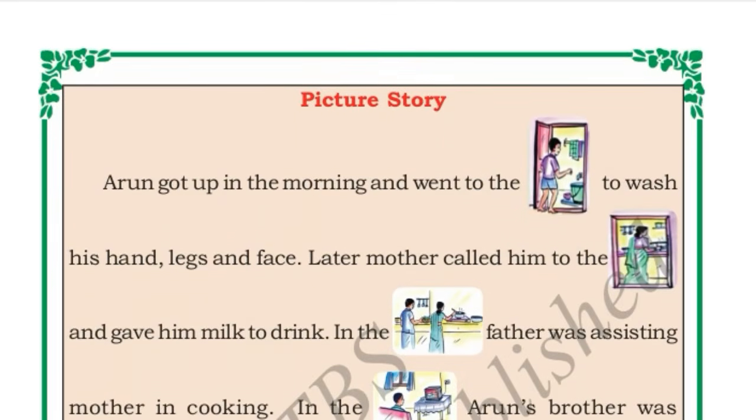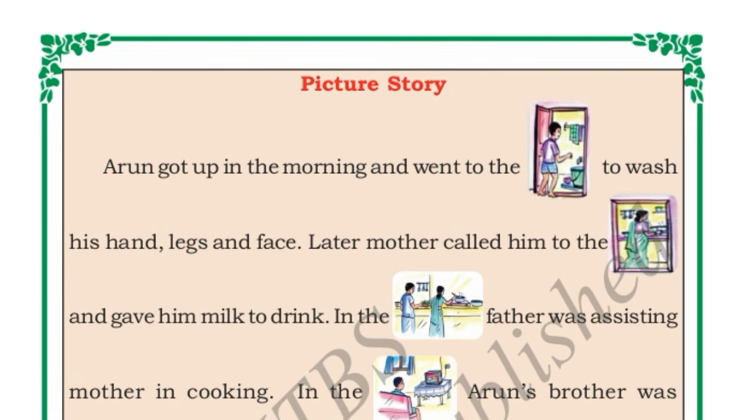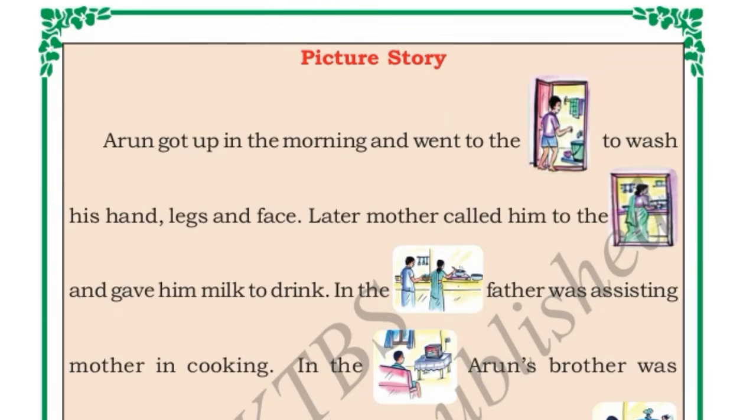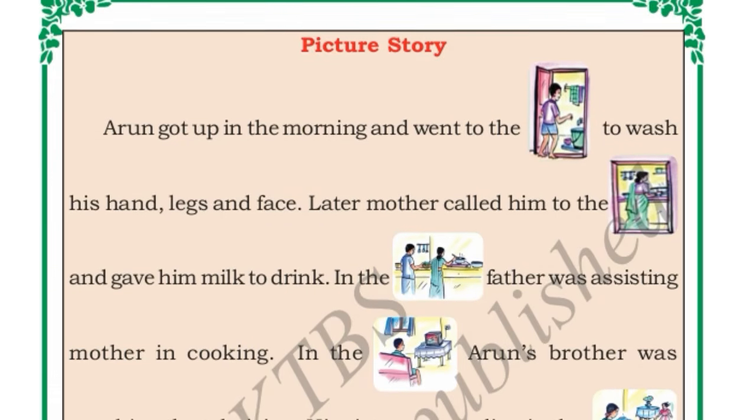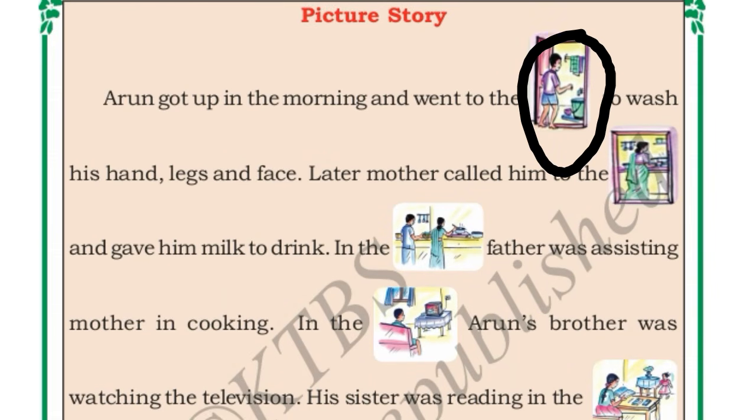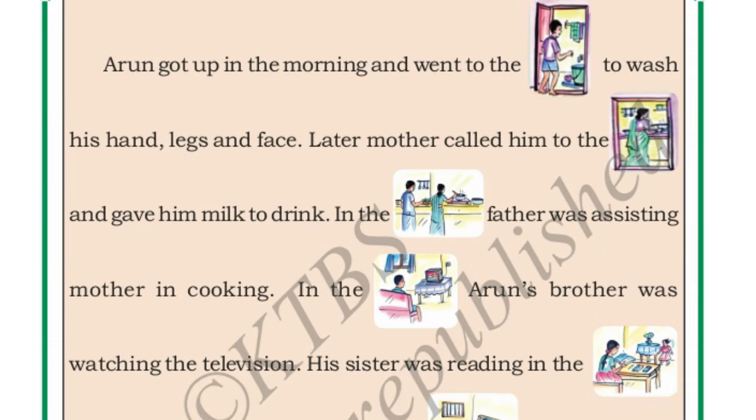Okay, next, see here, one picture story is there. By seeing the picture, you have to complete this story. Okay, see, I will read the story. Arun got up in the morning and went to the, see children, which picture is this, where Arun is going? Arun is going to the bathroom. So he went to the bathroom to wash his hands, legs and face.